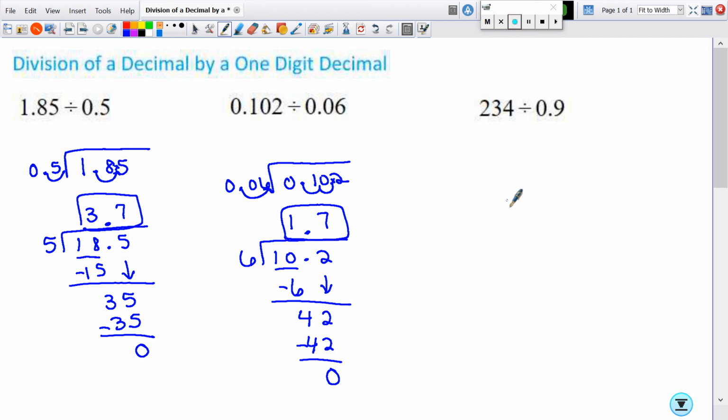This next one, the first number goes on the inside. The second number goes on the outside. But we want the number on the outside to be a non-decimal number, so move the decimal point to the end and make it a 9.